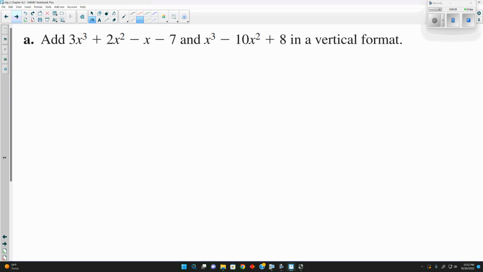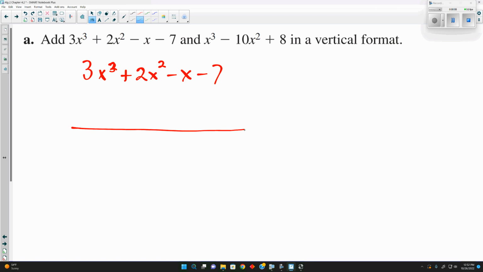Now, when we look at addition and subtraction, there are two ways that we can do it. Really multiplication too, but we'll only look at one way with multiplication. We'll look at two with addition and subtraction. The first one is we can add vertically, up and down. So we can put our first polynomial expression first: 3x cubed plus 2x squared minus x minus 7.